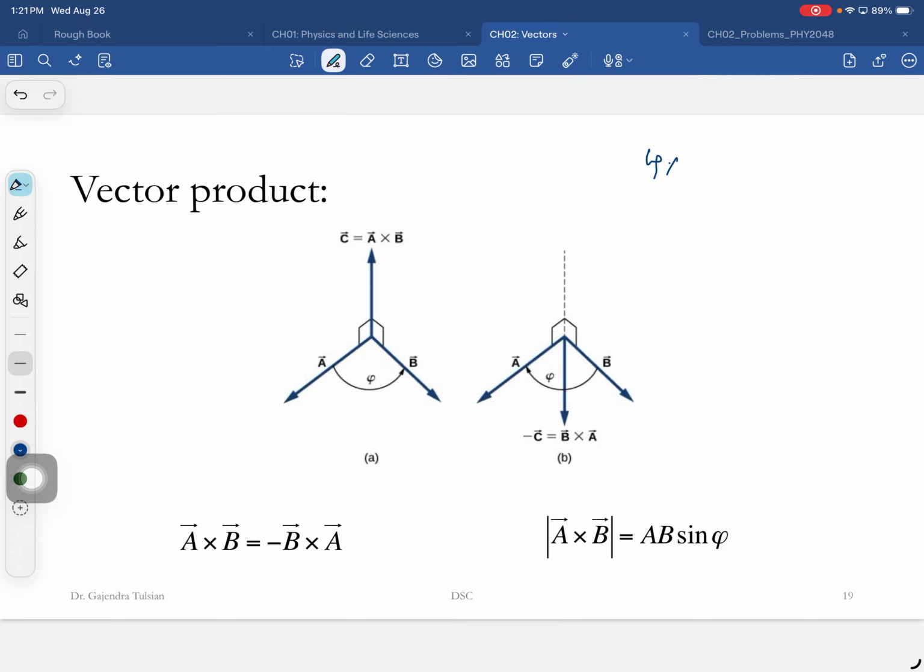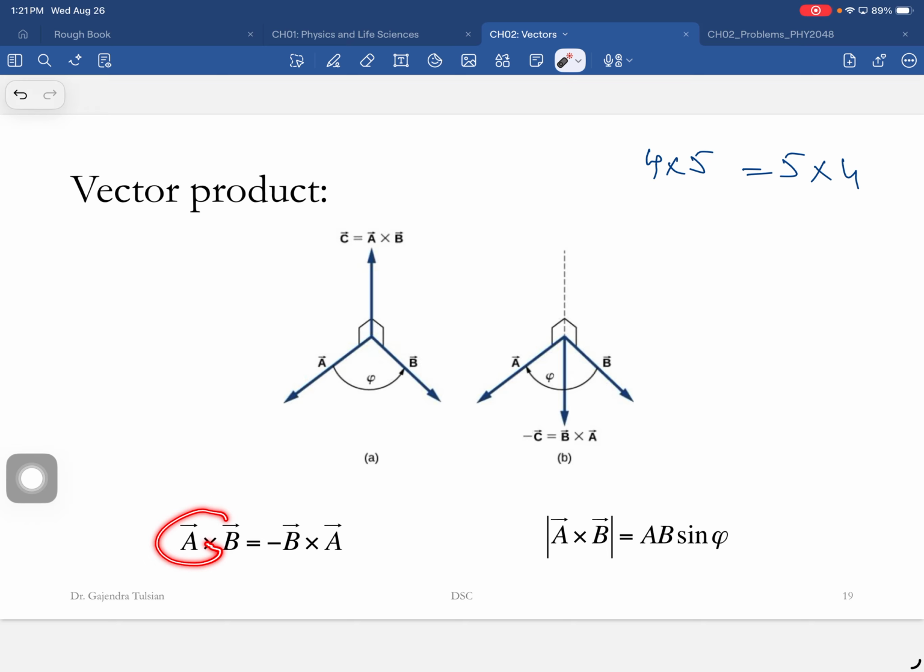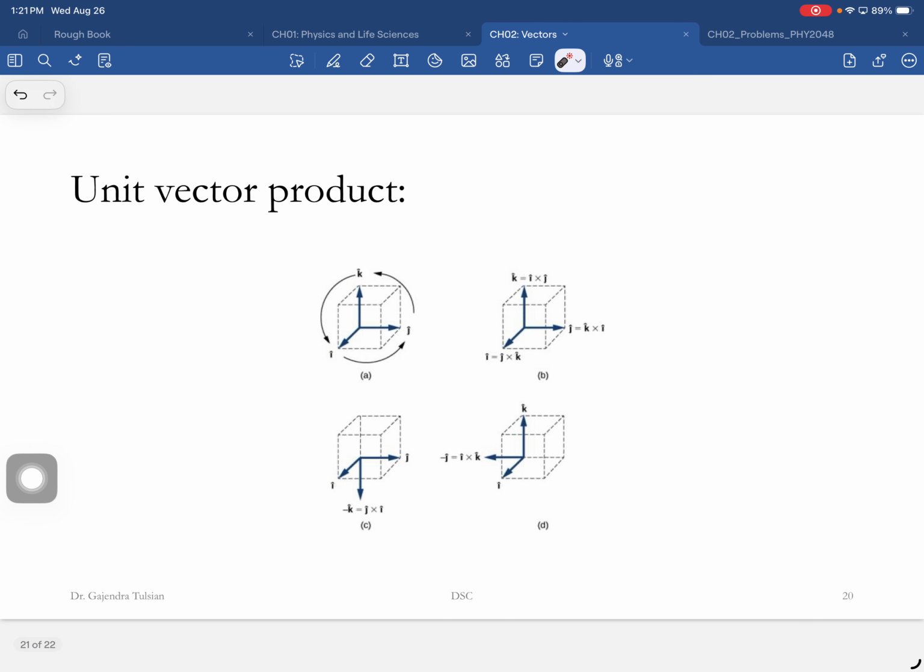Now, 4 times 5 is equal to 5 times 4. It turns out that the cross product is anti-commutative. It's not like that. A cross B is minus B cross A. So if this is the plane, and A cross B is in this direction, B cross A is in the opposite direction. And there's the magnitude of A cross B.